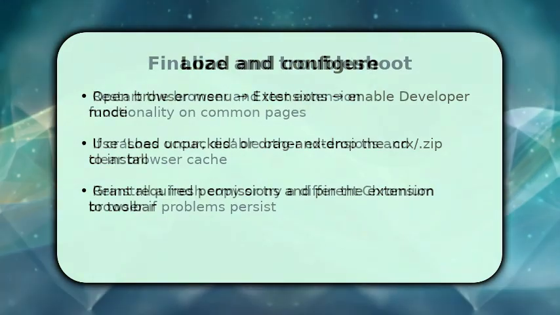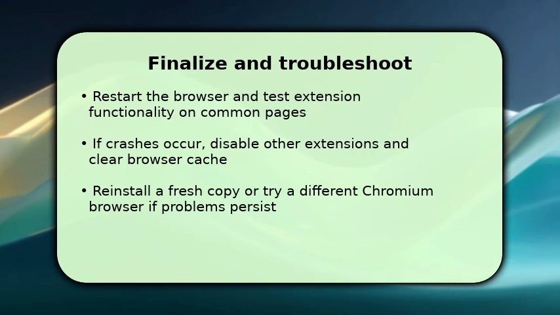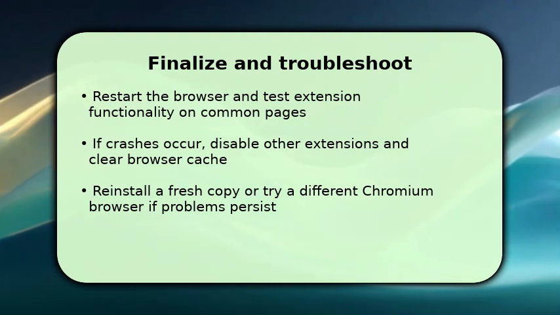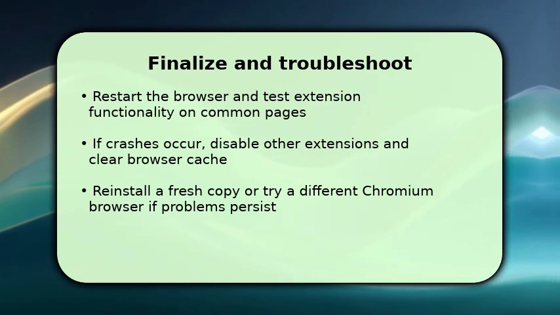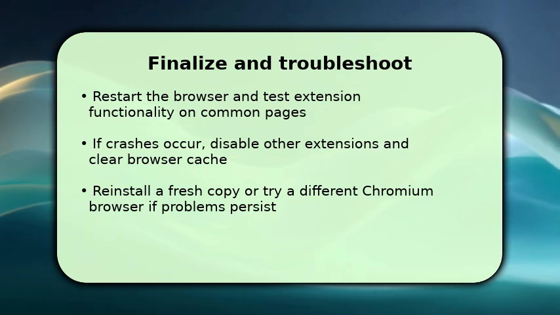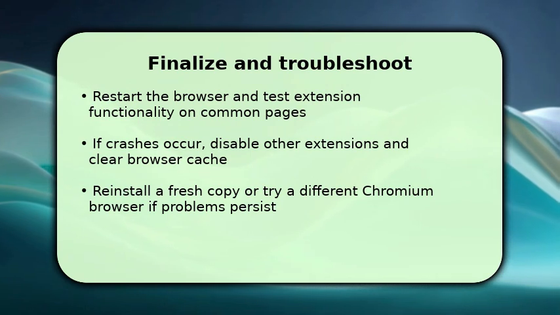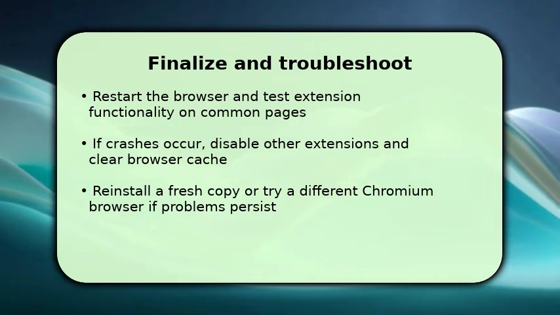Finish by restarting the browser, then test the extension on the sites where you need it. If the extension behaves oddly, disable other extensions and clear cache to rule out conflicts. Sometimes resource limits on Android cause crashes. Once done, reinstall a fresh copy or switch to another Chromium-based browser if issues continue.